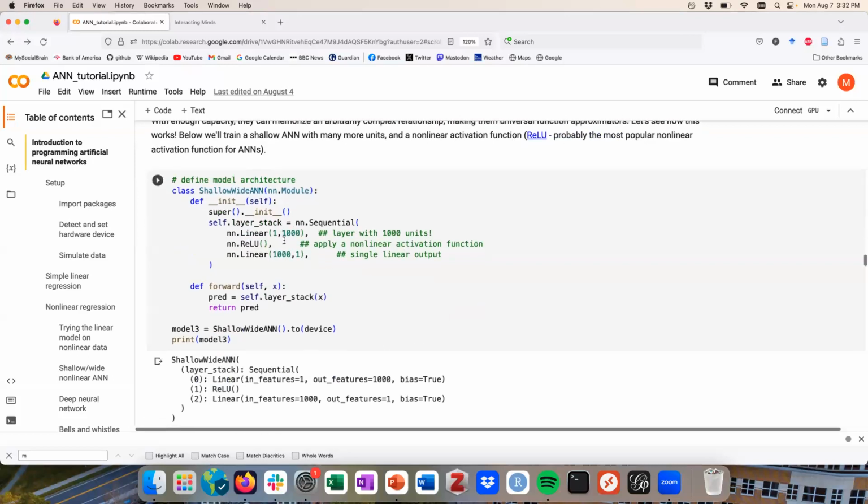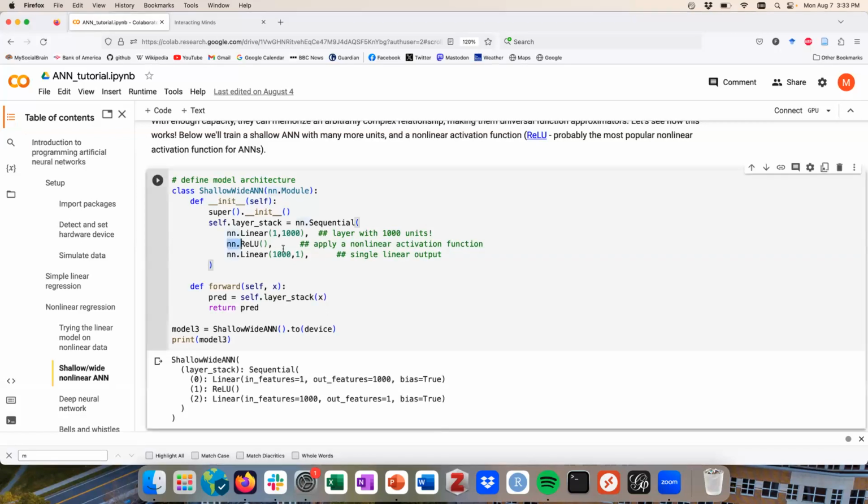So here is our new shallow ANN class that we've defined. It's just the same as the previous one, except for what's right in the middle, which is that we're adding in this linear layer with 1,000 units in it. Now we've gone from one unit as the entire network to one input, to 1,000 hidden units, to one output. So that's the wide layer in the middle there.